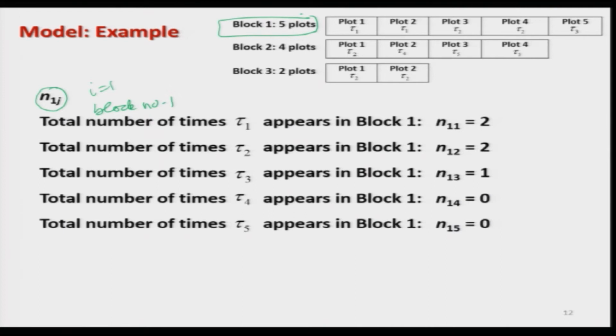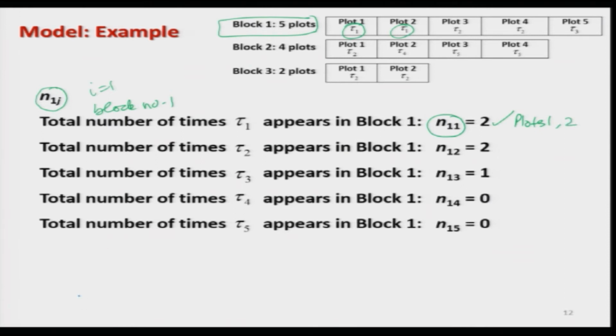In this block number 1, treatment number 1 is appearing 2 times, in plots 1 and 2. So, I can write this number with the symbol N11. That means, the number of times treatment number 1 appears in block number 1 is 2, which is coming from plots 1 and 2. And then what about treatment number 2?